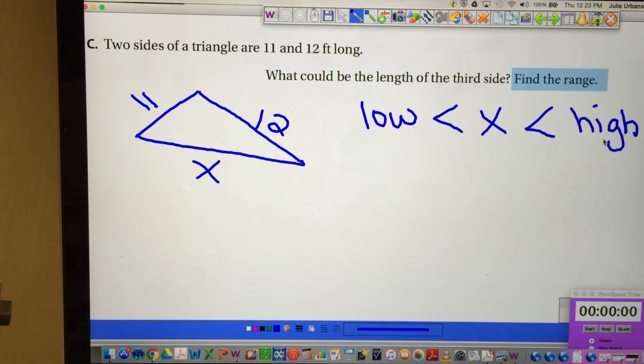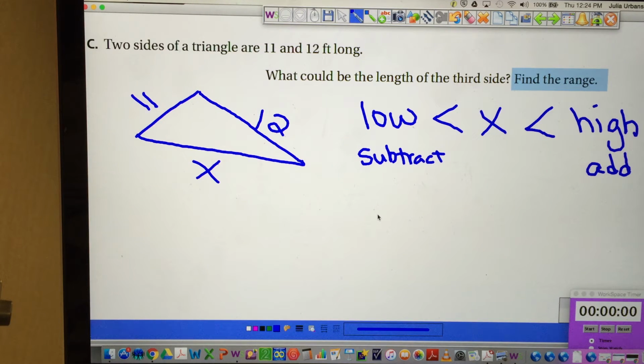Okay, that's it. Now this is the really easy part that you have to hear me say. Once you hear me say it, you're going to be able to do all these kinds of problems. To find the low end, all you have to do is subtract. And to find the high end, what would you do? Add. That's right. And you put X in the middle.